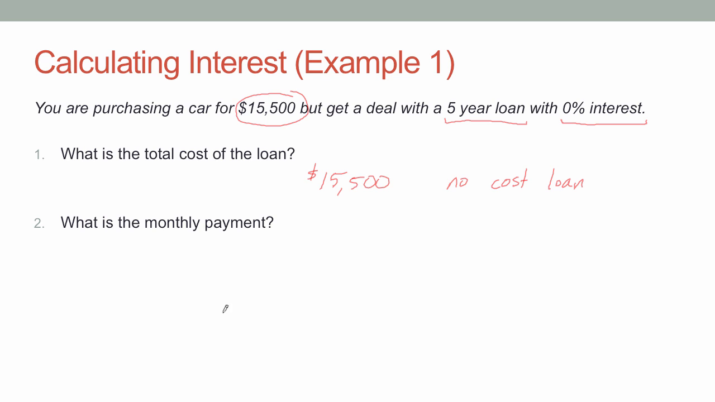So the monthly payment, we're going to take the total amount, $15,500, and we're going to divide it by 60 for 60 months in the 5 years. I get my calculator, 15,500 divided by 60. I get that we're going to have to pay $258.33 each month. If I pay that for 5 years, I'll pay off the whole entire loan. There's no interest, so there's no extra cost. I just have to pay it back.